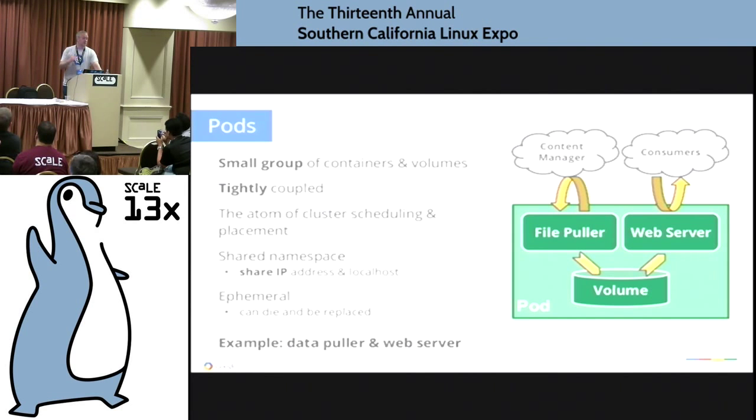Things within a pod share namespaces. So they share the network namespace. They can find each other as localhost. They share an IPC namespace today, so they can actually do System V semaphores or message queues back and forth. We're waiting for Docker to give us shared PID namespaces, so they can actually signal each other or ptrace each other within a pod, right? But pods are, first and foremost, ephemeral. They're mortal, right? Pods can die and they can be replaced, and they are cattle. These are the cattle of our system. Again, the example is a file puller and a web server.